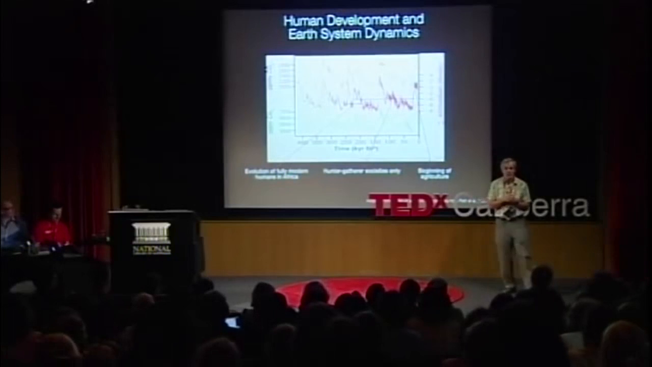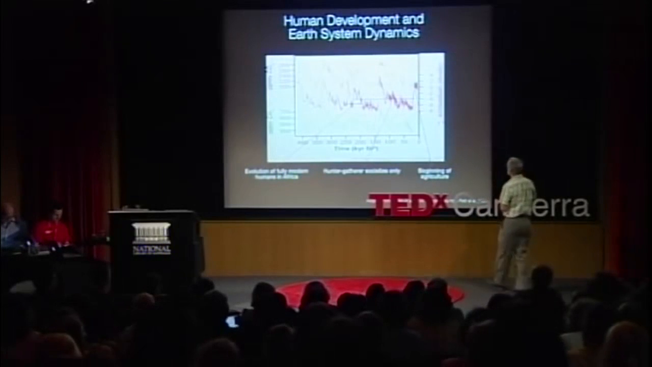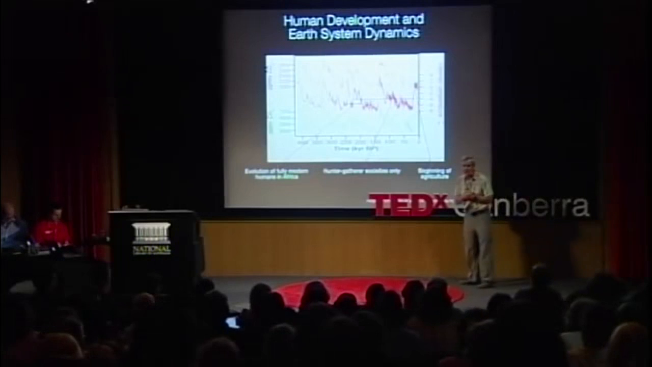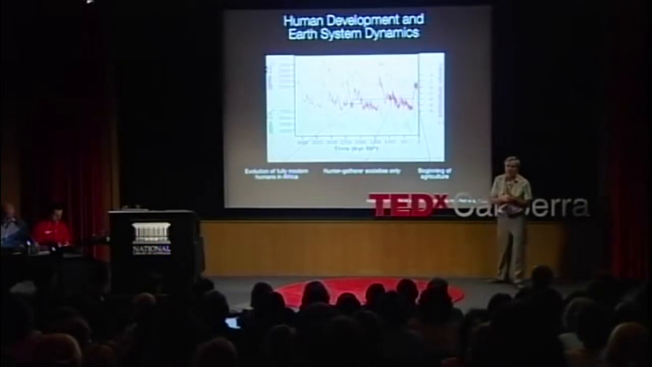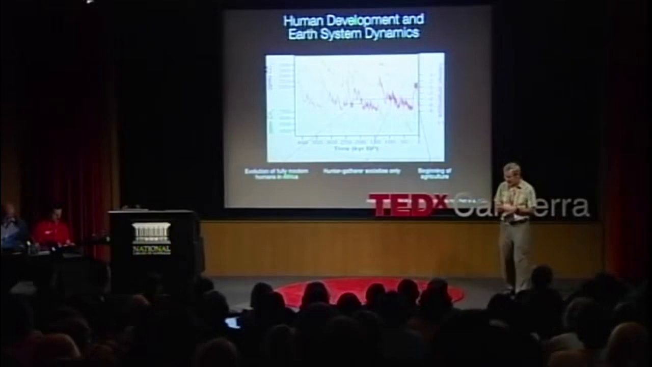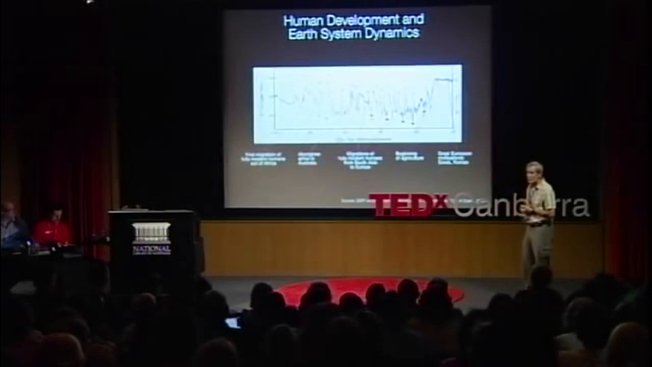I'll get to that in a moment, which means that it's given us a bit of time to break out of the hunter-gatherer mold. It's only during this last 10,000 years that we've had agriculture and so on. Let's look at that in a little bit more detail.